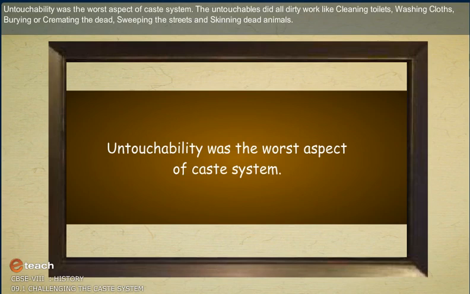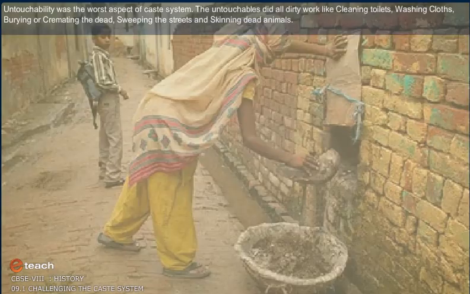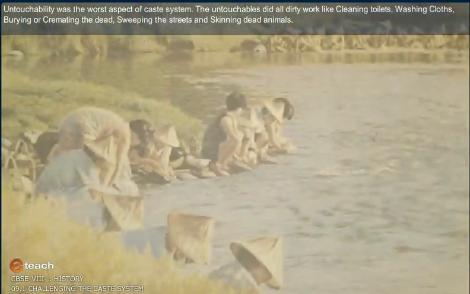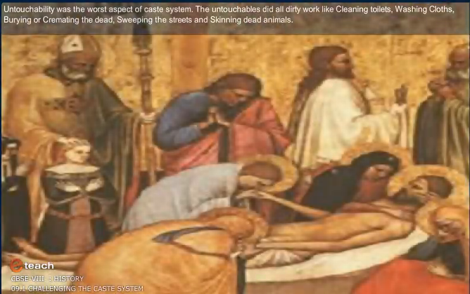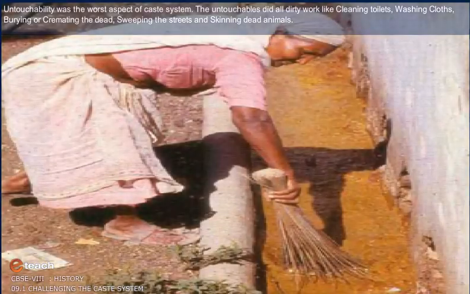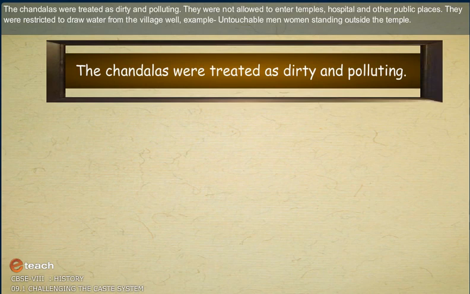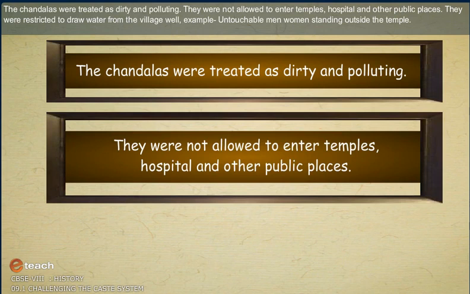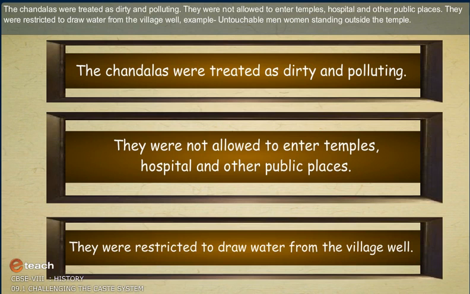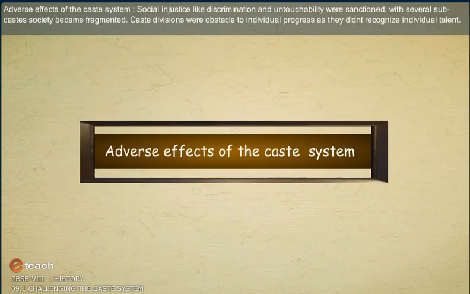The untouchables did all dirty works like cleaning toilets, washing clothes, burying or cremating the dead, sweeping the streets, and skinning dead animals. The Chandalas were treated as dirty and polluting. They were not allowed to enter temples, hospitals, and other public places. They were restricted from drawing water from the village well. Example: untouchable men and women standing outside the temple.